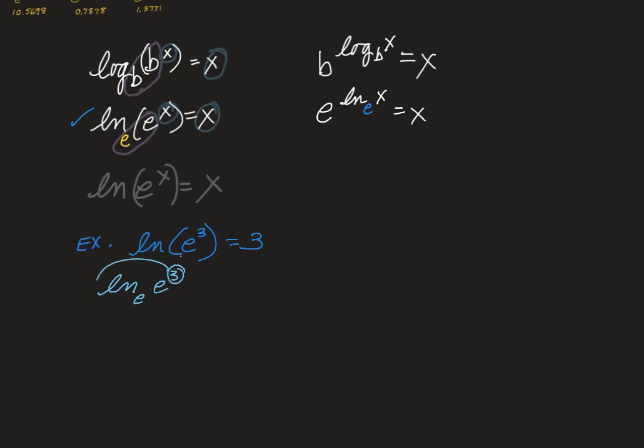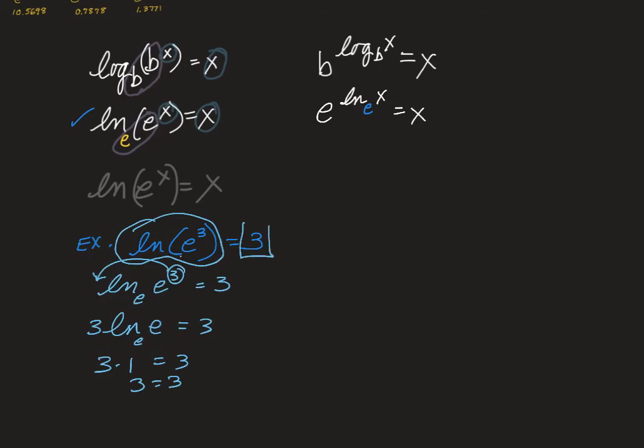So we can pull the power out here. So we have 3 times the natural log of e, which we know has a base of e. So this is 3 times 1, and it does equal 3. So that shows that the rule works. When you're asked to evaluate this, your answer is 3.